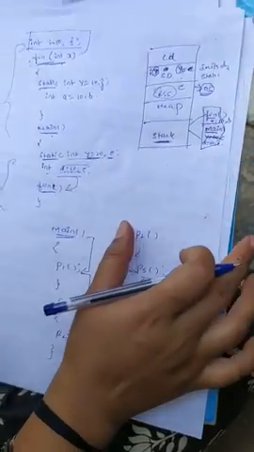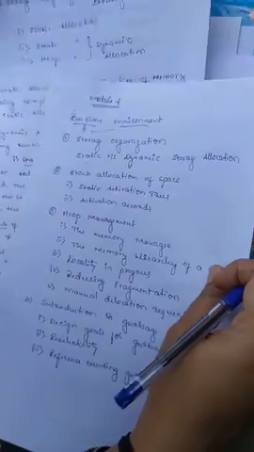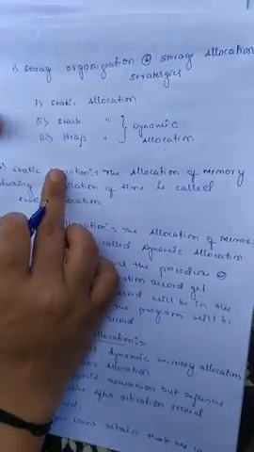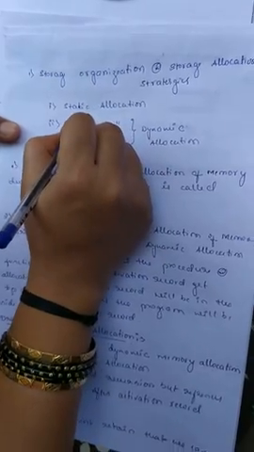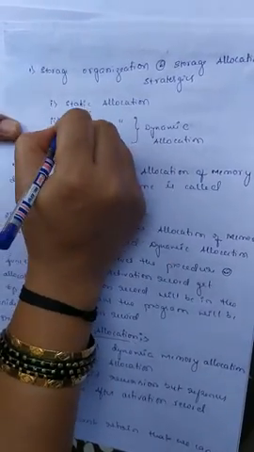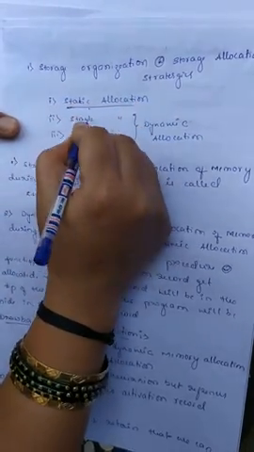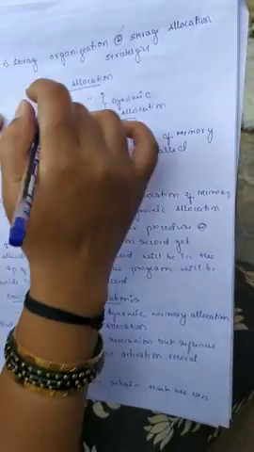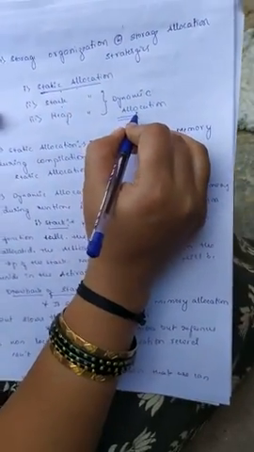When we come to storage organization, we basically have three types: static allocation, stack allocation and heap allocation. This one is completely static allocation, and these two are dynamic allocation. So basically we have two different types of storage allocation: one is static allocation, another one is dynamic allocation.